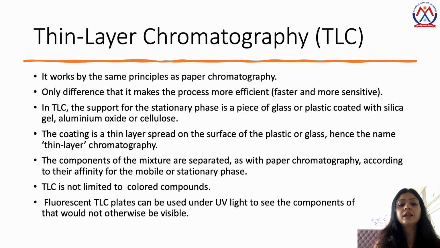The coating is a thin layer spread on the surface of the plastic or glass, hence the name thin layer chromatography. The components of the mixture are separated, as with paper chromatography, according to their affinity for the mobile or stationary phase. TLC is not limited to colored compounds. Fluorescent TLC plates can be used under UV light to see the components of non-colored substances that would not otherwise be visible.